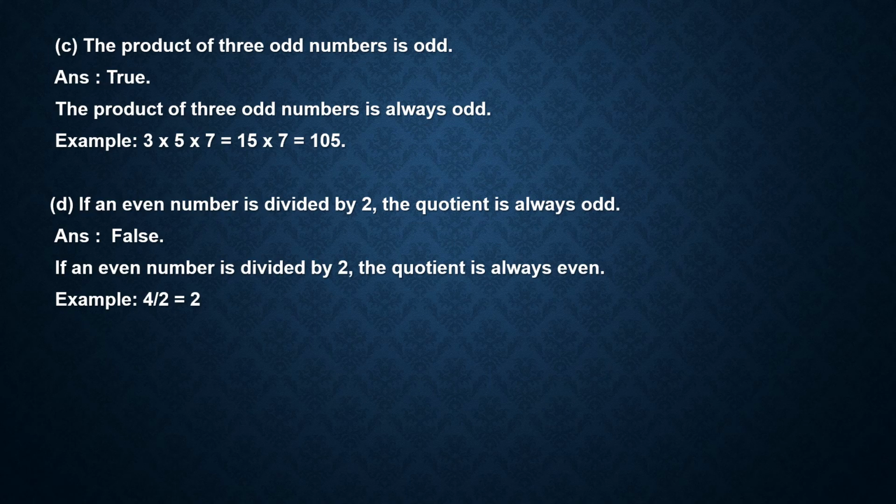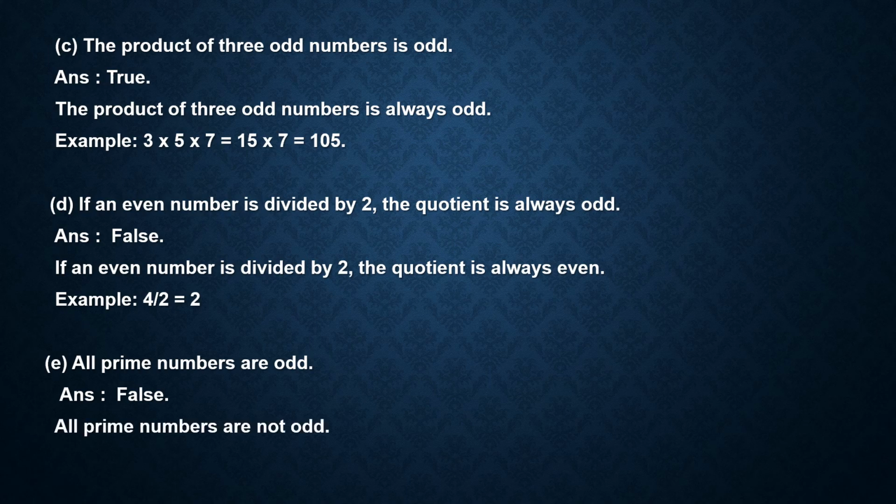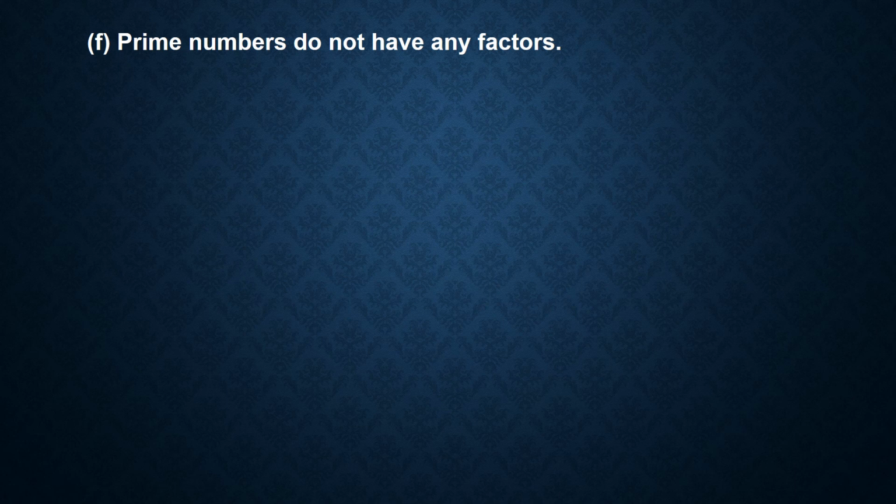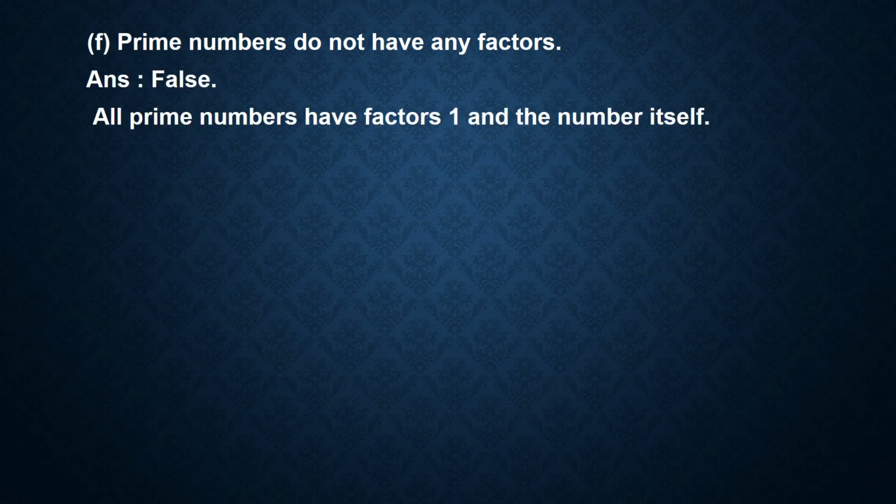Next part. All prime numbers are odd. False. All prime numbers are not odd because 2 is an even and also a prime number. Next part. Prime numbers do not have any factors. The statement is false. All prime numbers have factors 1 and the number itself.